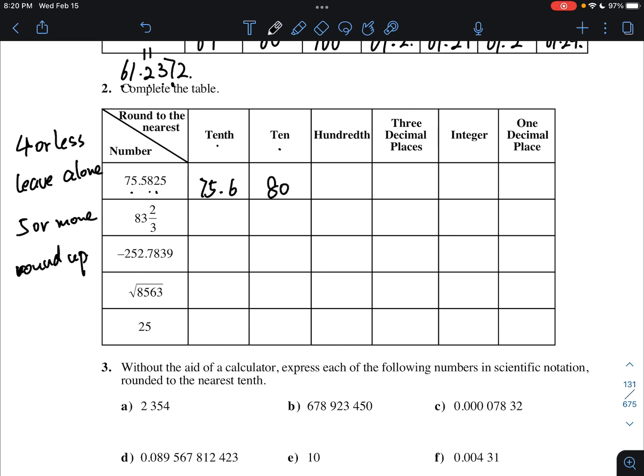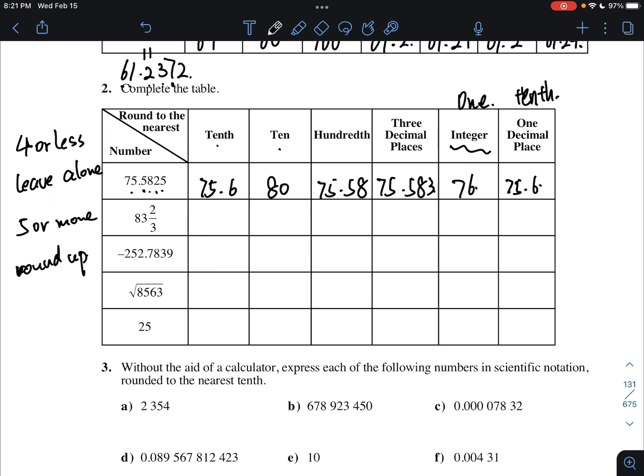So 2 is 4 or less, so it's 75.58, so we just leave it alone. And the 3 decimal places is thousands, and we need to look at 5. So 5 is 5 or more, so we round up, so it's 75.58. And for the integers, which means 1, we need to look at 5. So 5 is 5 or more, so we round up, it is 76. And the 1 decimal place is, so it is 76.